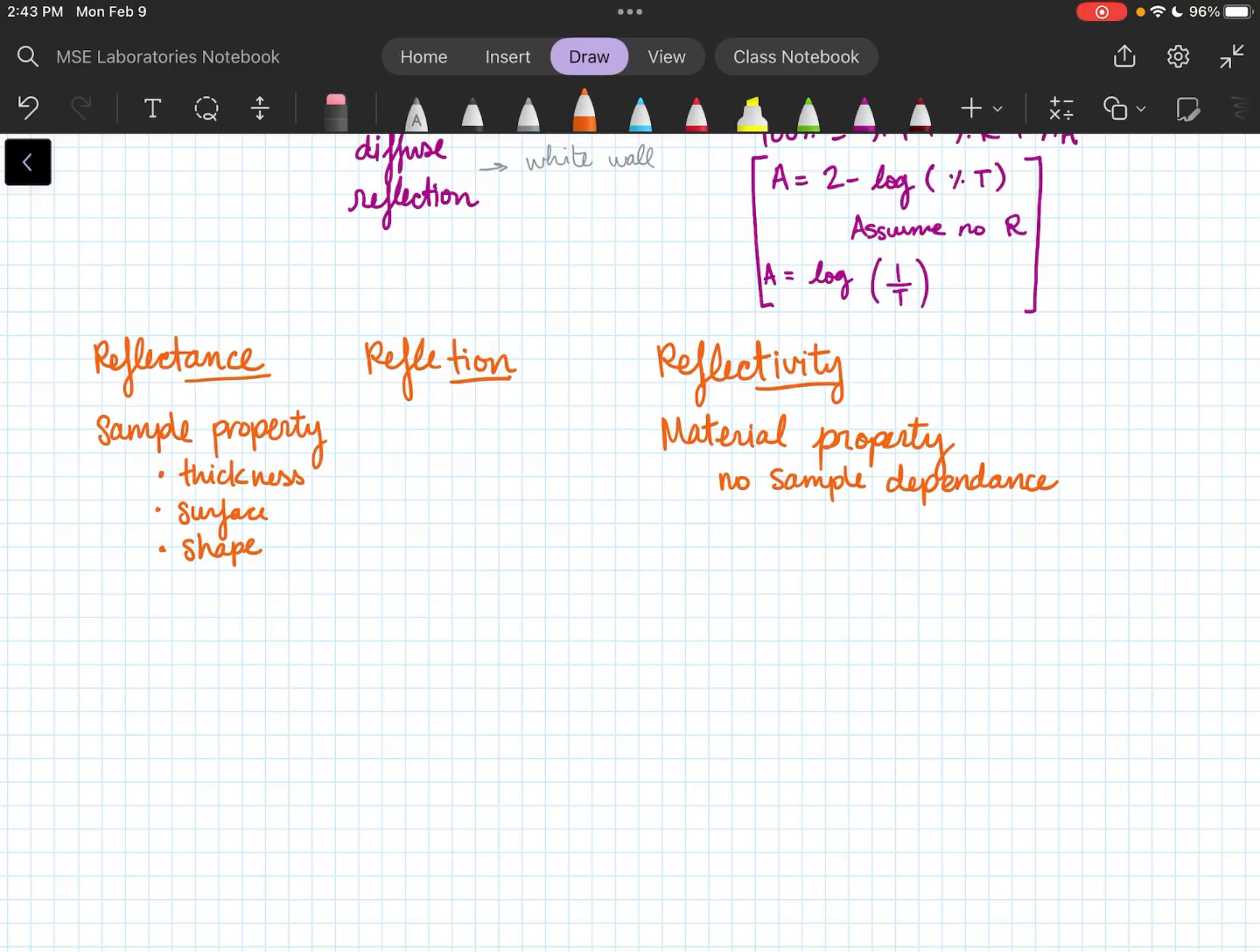And then lastly is reflection, absorption, and transmission. This is the noun describing the photons.